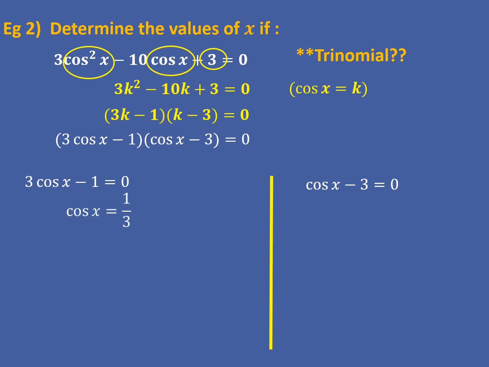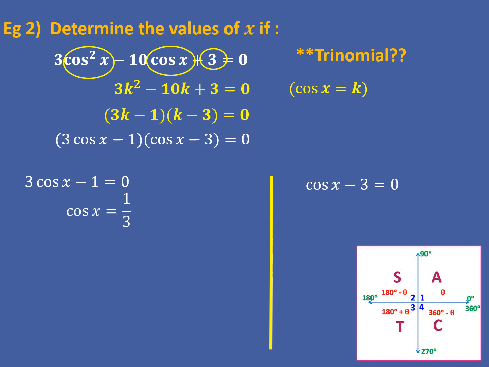I can take 1 over to the other side and divide by 3, so I get cos x is equal to a third. Now we need to decide if cos is positive or negative. In this case it's positive. Well, where is cos positive? In quadrant 1 and quadrant 4. So we'll work in quadrant 1 and quadrant 4.